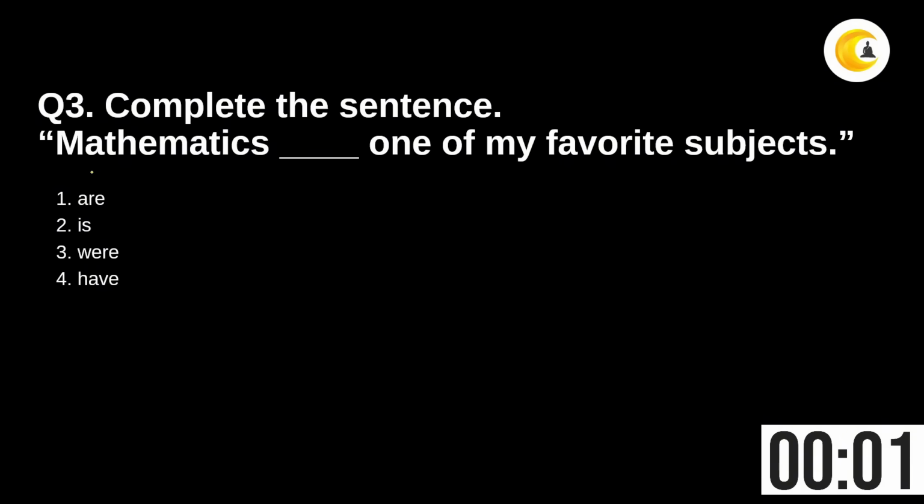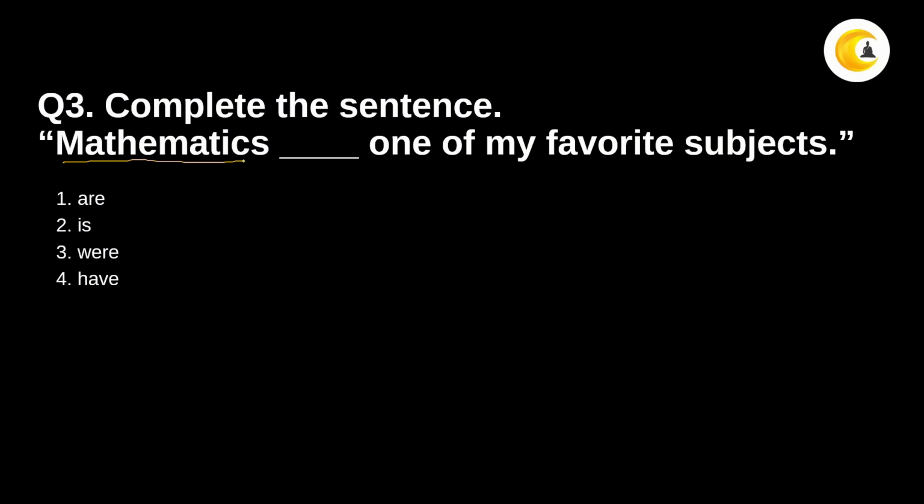Okay. So it says, "Mathematics dash one of my favorite subjects." It is one, right? This also implies that it is singular, and mathematics itself is a singular form. Just because an S is there doesn't make it plural, because it's the name, right? So this is going to be is.